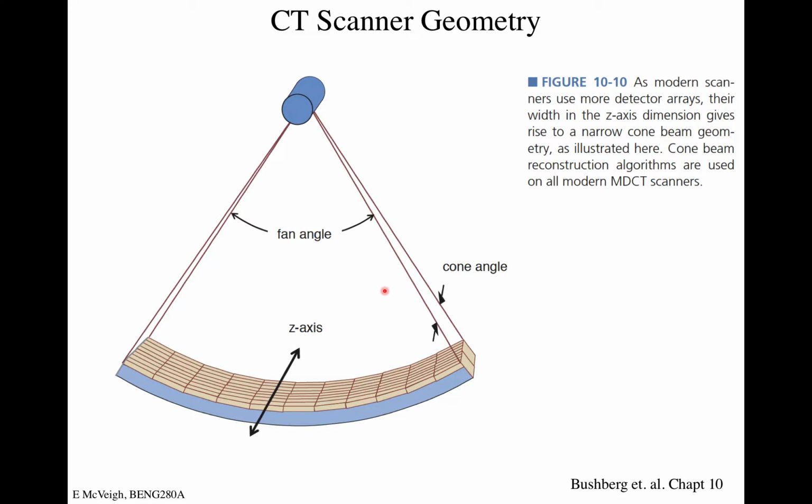So here's a picture from that Bushberg text that I told you about, of detectors in the plane, about 1,000 of them, across the fan angle. This is usually about 40 to 50 degrees, this fan angle. And then you have a cone angle, depending on how many detectors you have in this direction.